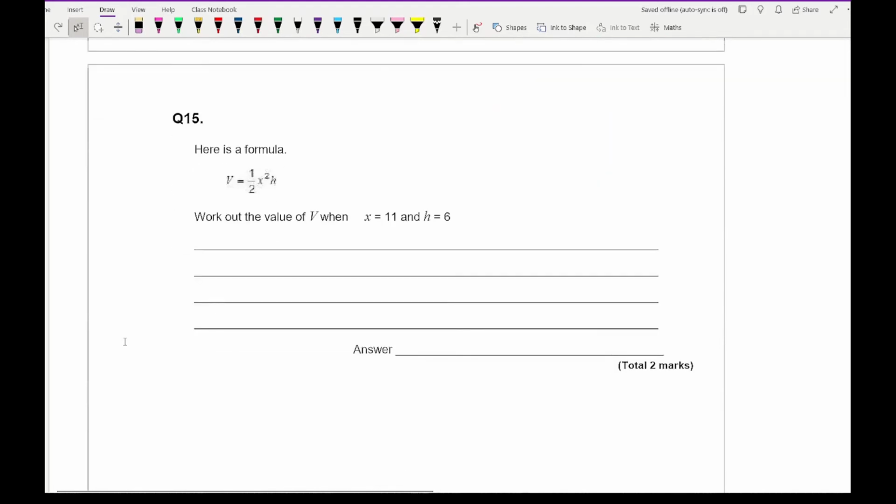Moving on to question 15, so another formula question. It says here is a formula, and we've got V equals half x squared h. So let me just write that out in case it's come out a little bit fuzzy on your screens. And it says work out V when x equals 11 and h equals 6. So from this, we've got V equals a half times 11 squared times 6. You could write 0.5 for half, but if you want to use fractions, that's fine. And if you substitute that correctly, you should have an answer of 363.